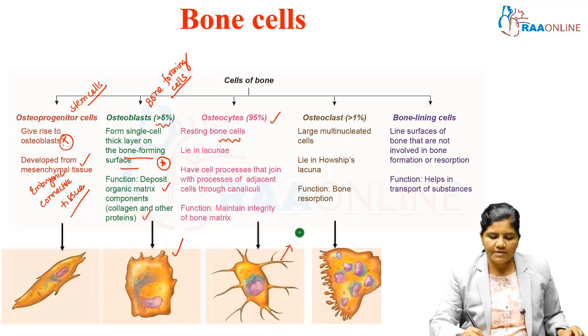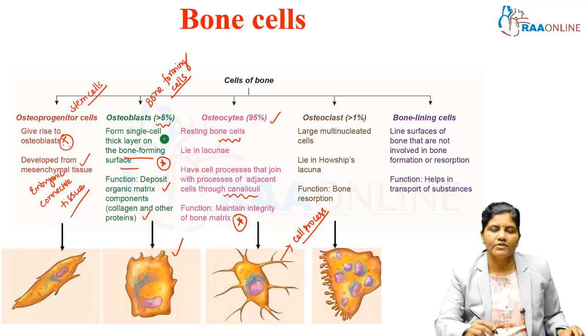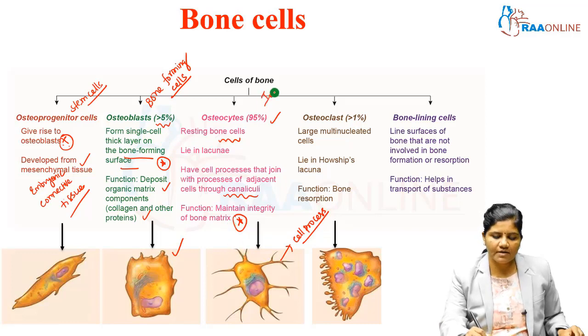These osteocytes have cell processes. These are the cytoplasmic processes extending from the cell body of the cells. These cytoplasmic processes extend into the adjacent cells through the canaliculi. The main function of the osteocytes is that they maintain the integrity of the bone matrix. Along with the osteoblast, together they maintain the integrity of the bone.